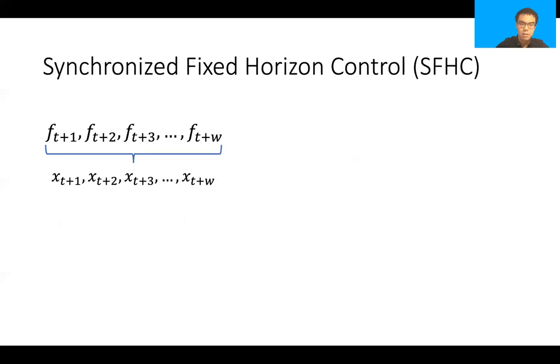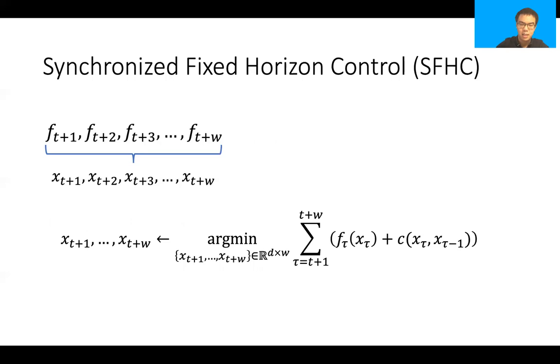So the algorithm we propose, synchronized fixed horizon control, is very similar to SFHC, but the key difference is that we solve the subsequence x_{t+1} to x_{t+w} subject to the constraint that x_{t+w} must equal v_{t+w}, which is the global minimizer of the hitting cost function at time step t+w. We call this time step t+w an anchor step.